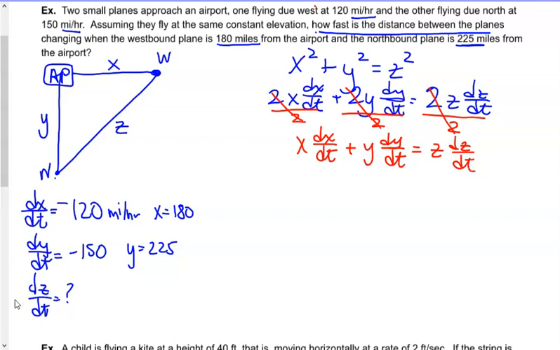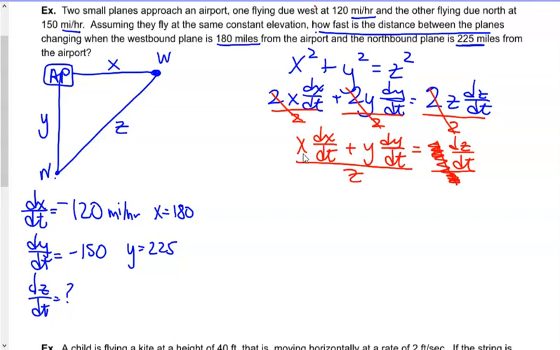So, here's the deal. I'm out to find dz over dt, which is over here by itself. So in order to get that by itself, I must divide by z, which means I have to divide all of this by z as well. Or you could divide the individual terms by z if you want. Either way works. Now, if that's my dz over dt, that means I have to plug in numbers to all of that. There's your dz over dt, okay?